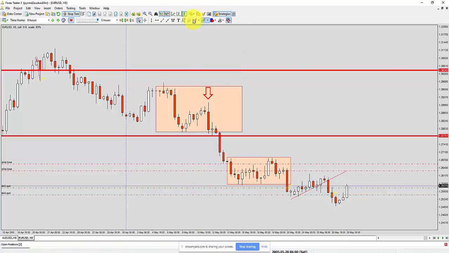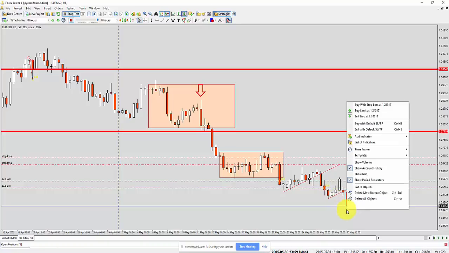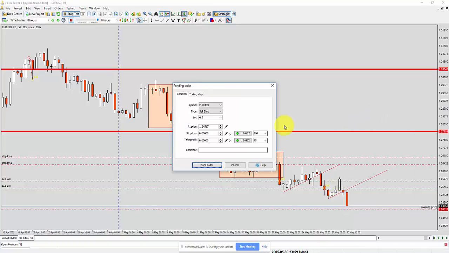And now it's doing it again. So what am I going to do here? Well, I'm going to wait. I don't really know what the trend line looks like, or if there is going to be one, or if it's going to box up. But, well, it's broken that one, so I'll put another sell stop here.